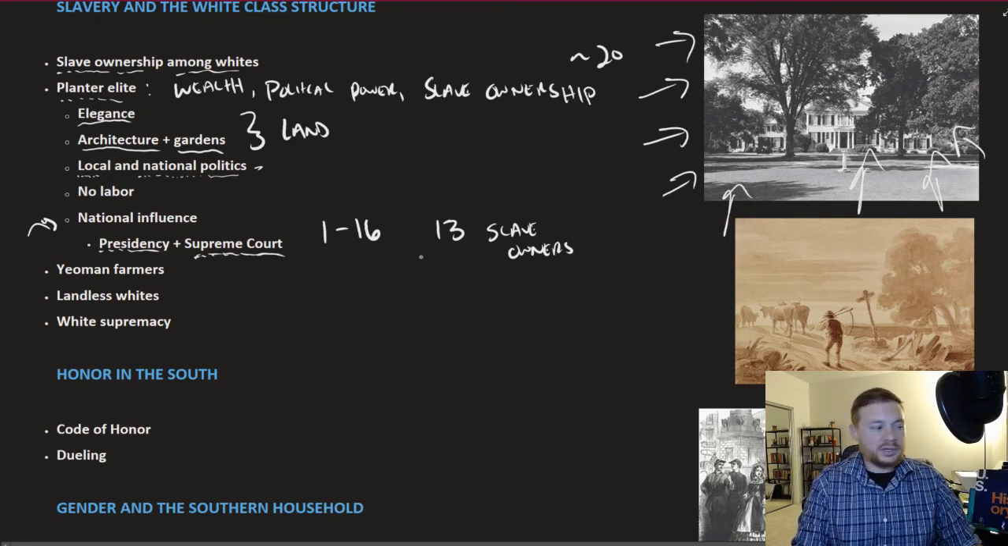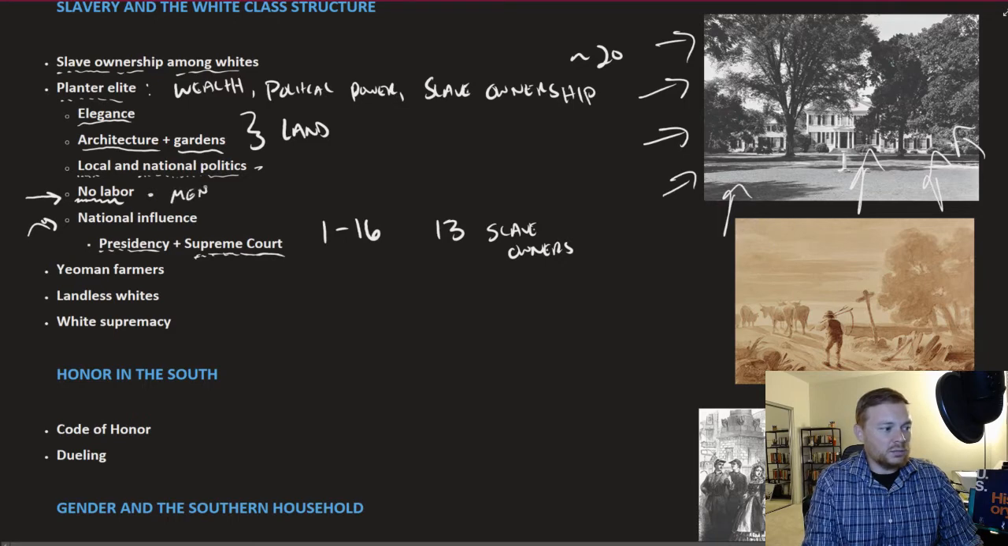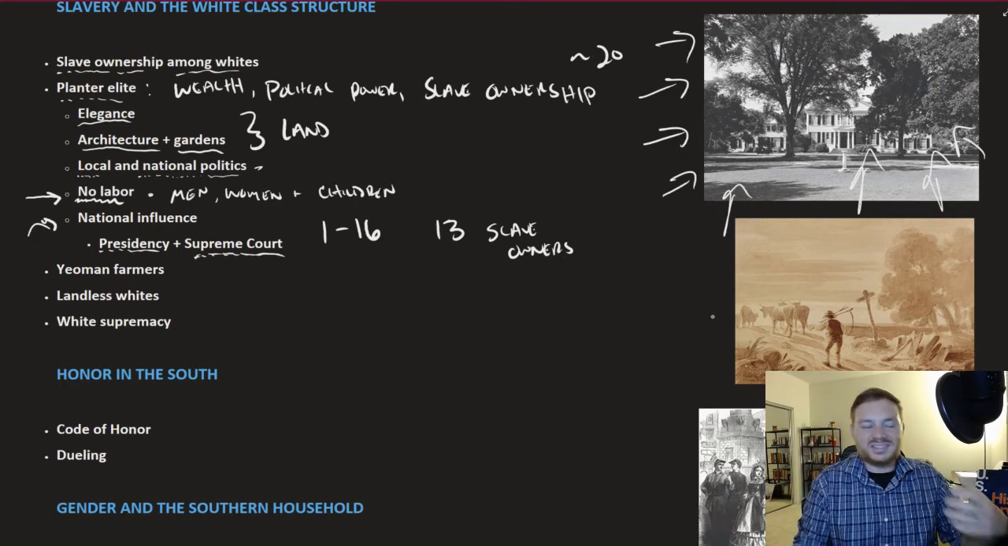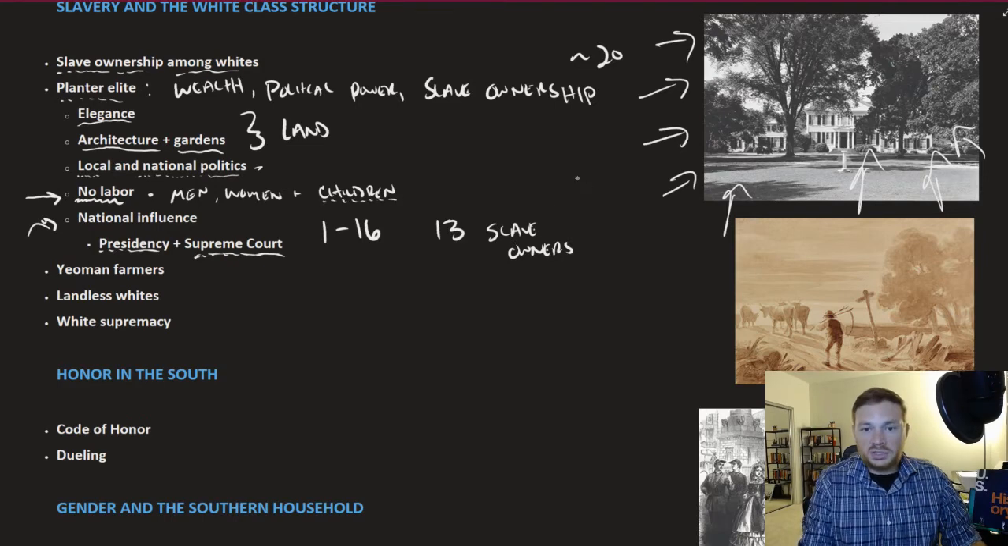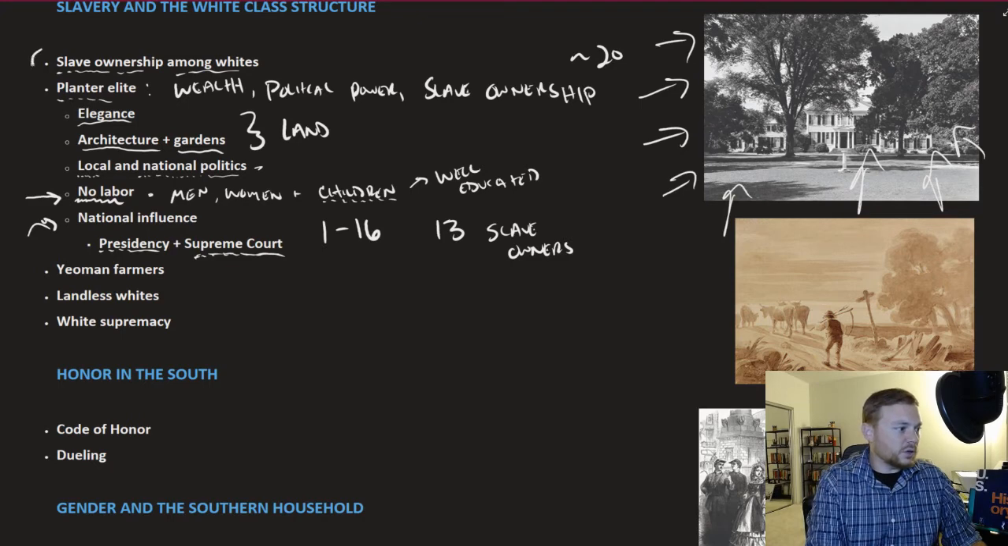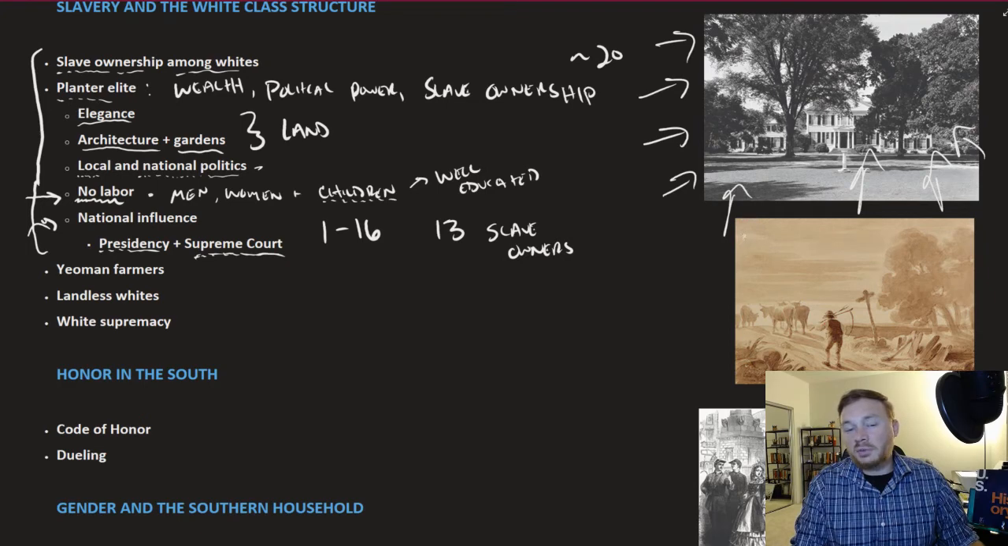Another thing that marked off the planter elite class, and this was a social status thing, was that they were marked by no labor, not just the men, but also the women and children. If nobody in the family engaged in any type of physical labor, that was a mark of status. The children, contrary to most in the South, were actually well educated. They went to some of the best colleges in the United States at the time, again, not being engaged in any sort of physically demanding activity. So that really marks the one class. And even though they're the smallest in number, they have the most power and influence.